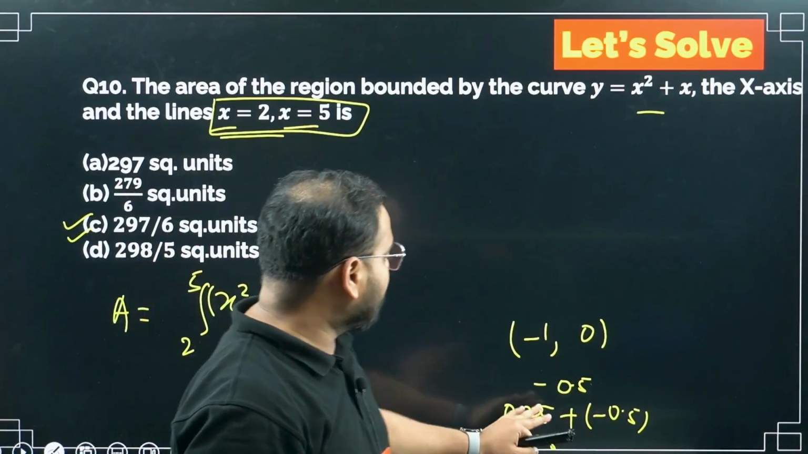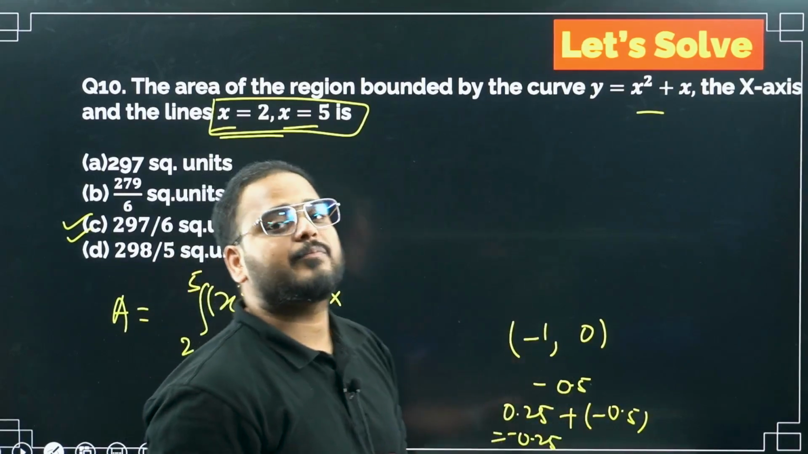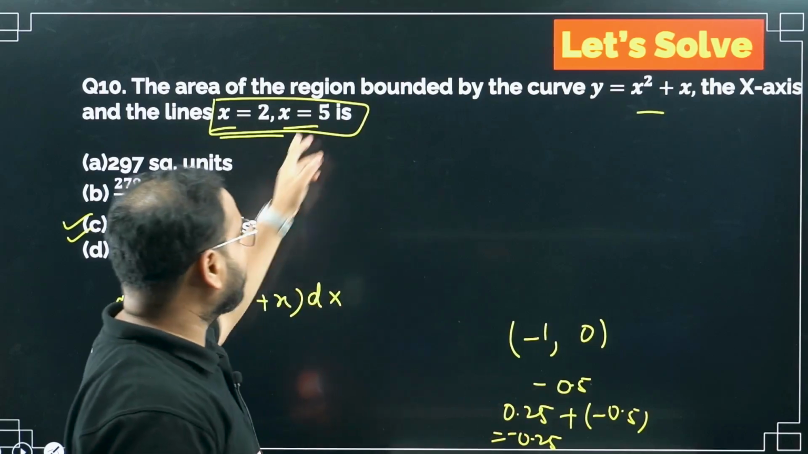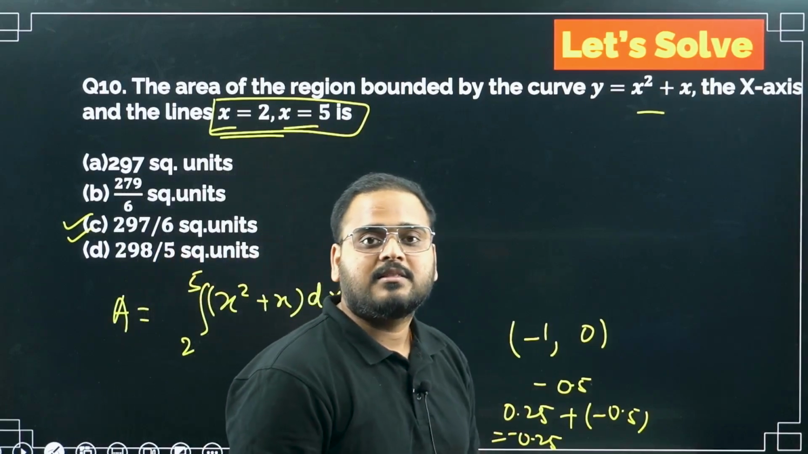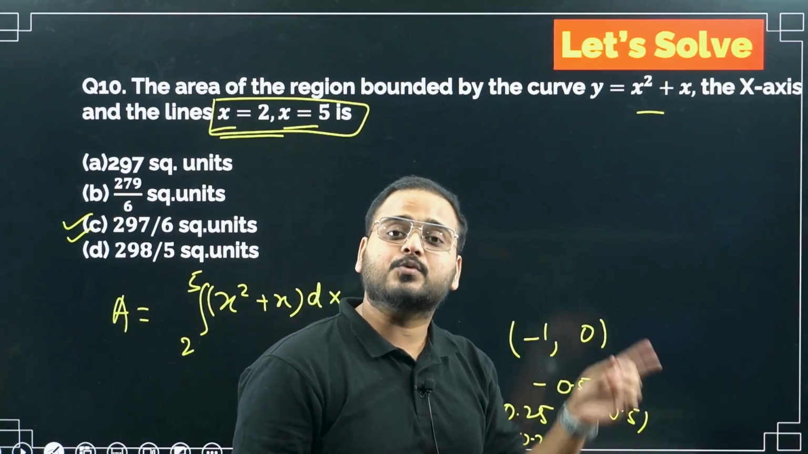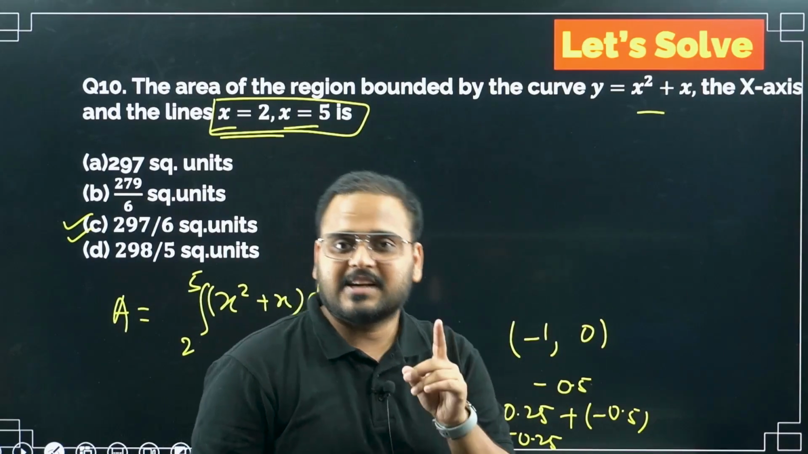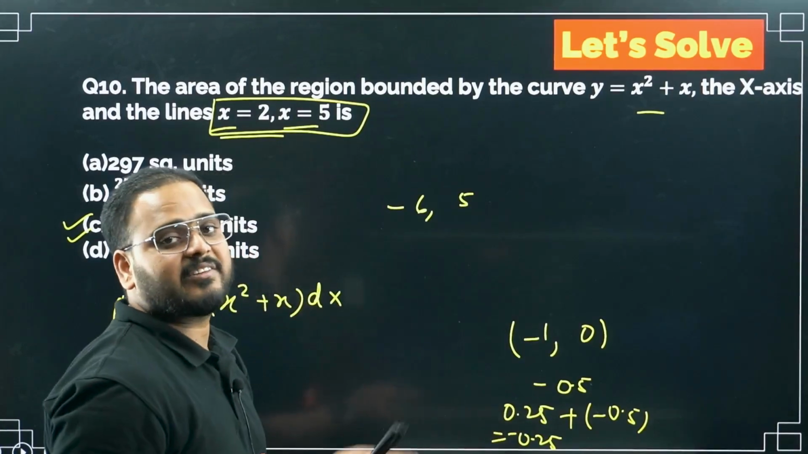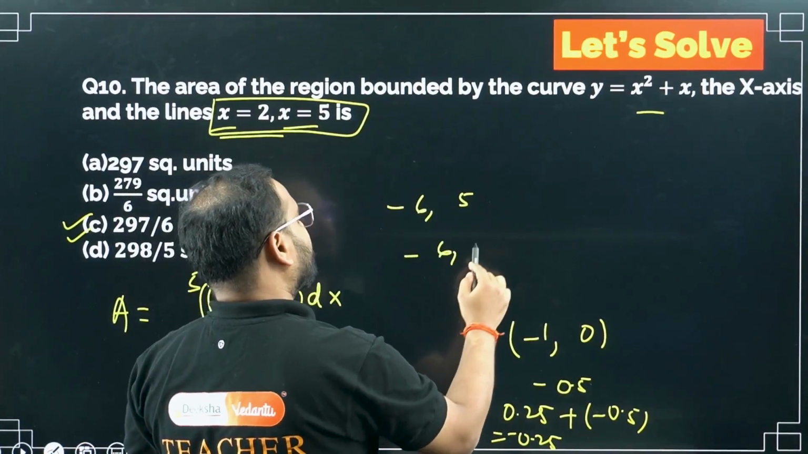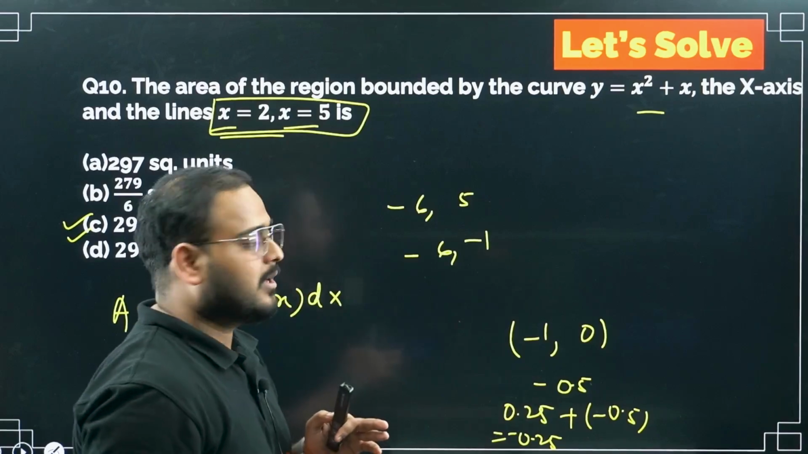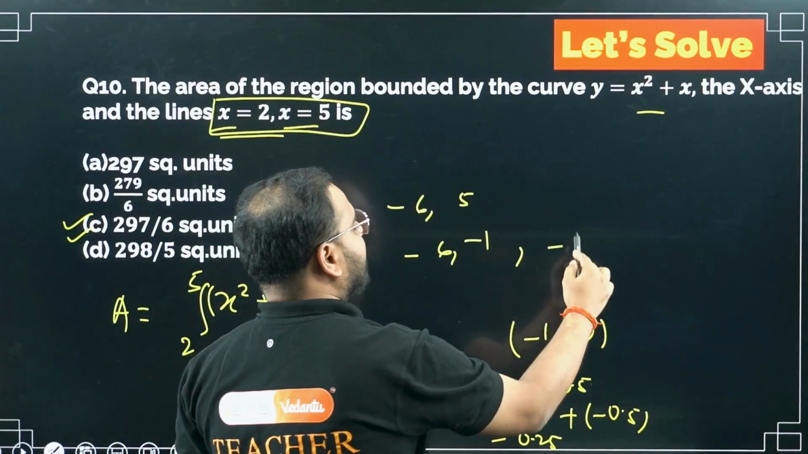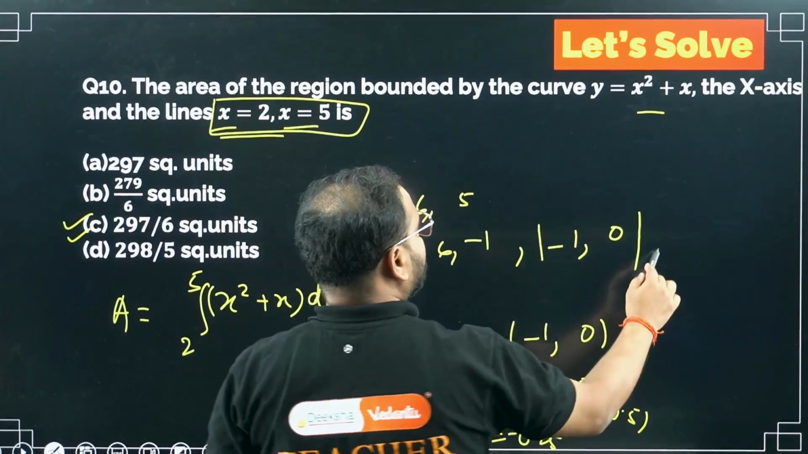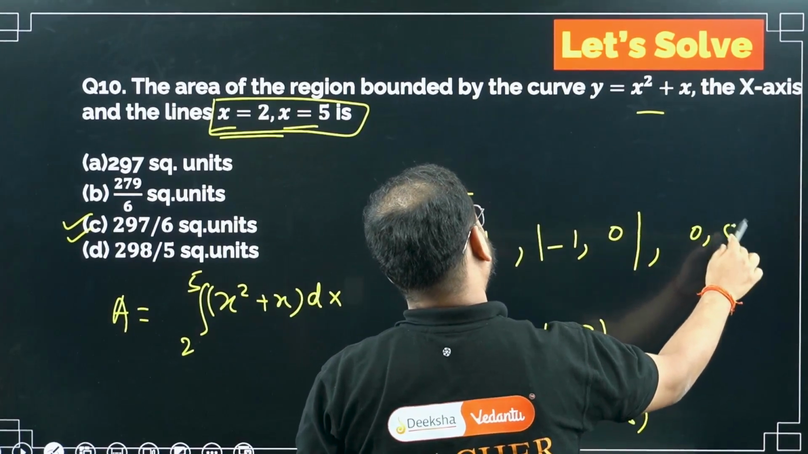But if the limit is changed, then the problem will occur. Let's say I write minus 6 to 5. Then you can't take the integration directly. You have to break it: minus 6 to minus 1, then integration from minus 1 to 0, but with the mod, taking the modulus of the integral, and then you have to take the other limit, 0 to 5.